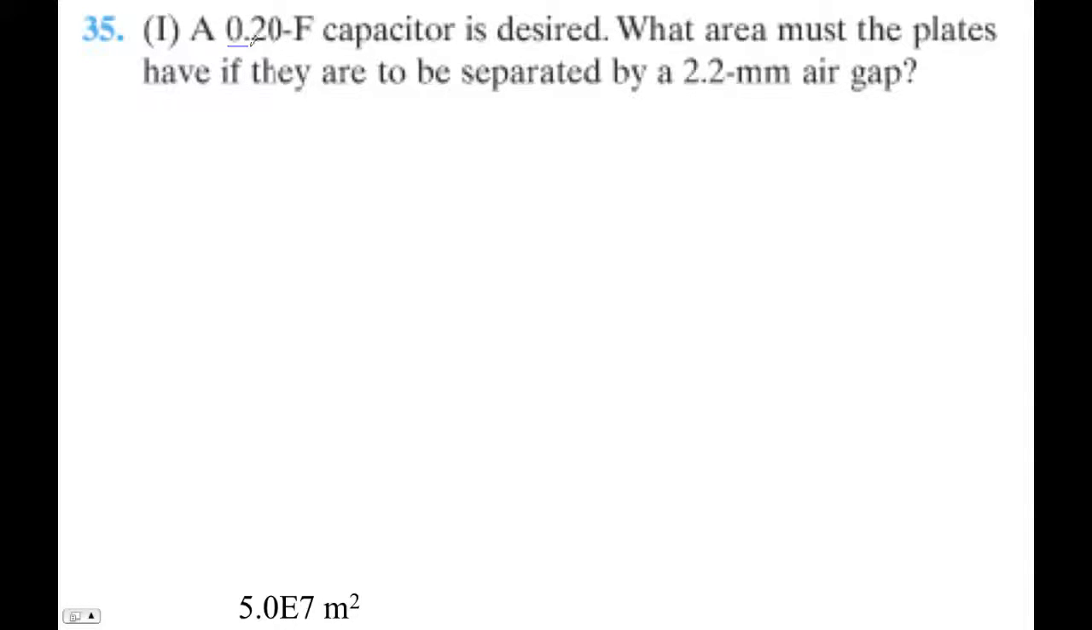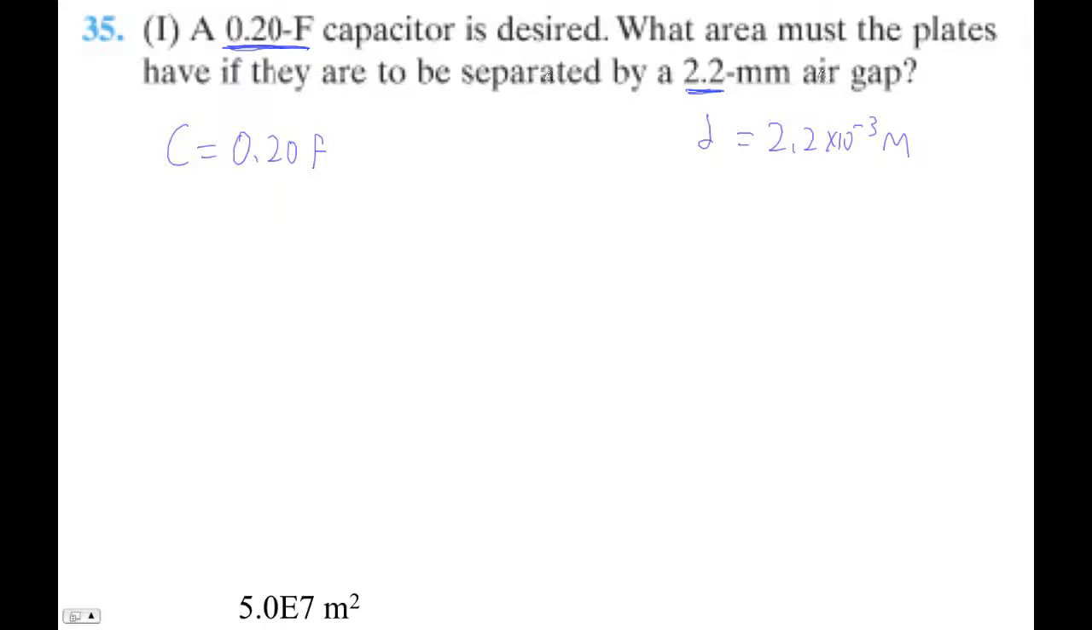Okay, so you want a 0.2 farad capacitor, right? Now, first understand that a 0.2 farad capacitor is just a giant capacitor. We want to do it with a 2.2 millimeter air gap. So our distance, the distance separating the plates, is 2.2 times 10 to the minus third meters, right? We want our capacitance to be 0.20 farads, right? And then we want to figure out the area, right?